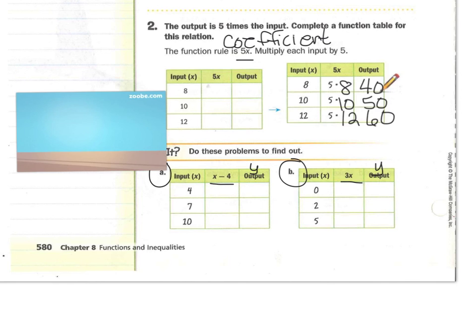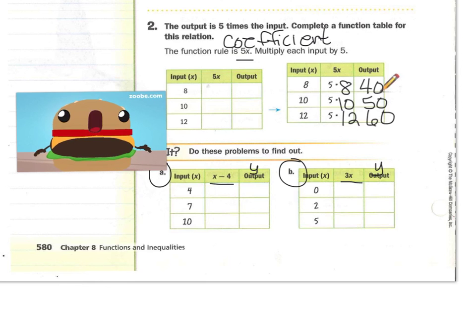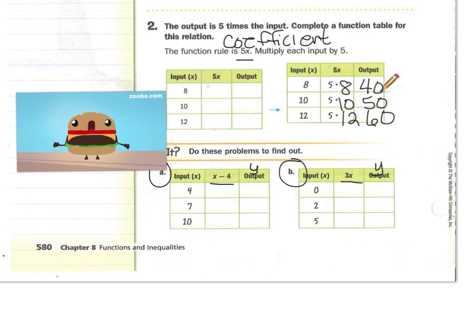Okay, hopefully you had time to solve problems A and B. Let's meet up with our new function helper and get the answers to these problems. Hey there, I'm Freddy Function Burger, and I've got some answers for you. For problem A, your output should have been 0, 3, and 6. For problem B, your output should have been 0, 6, and 15. If you didn't get those answers, please check with your teacher.